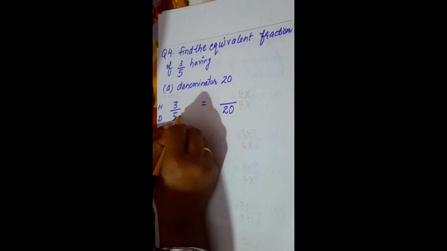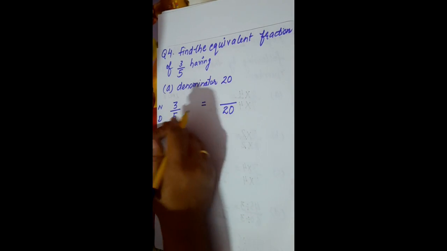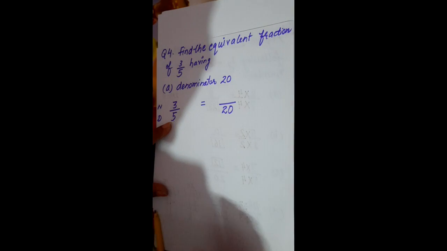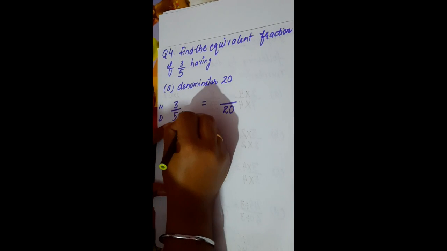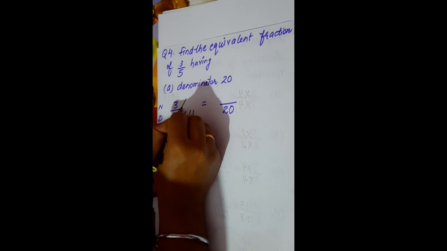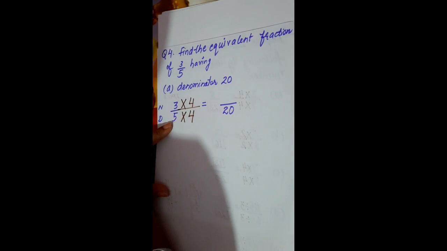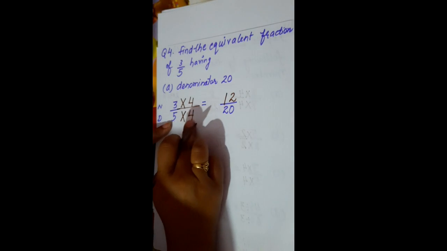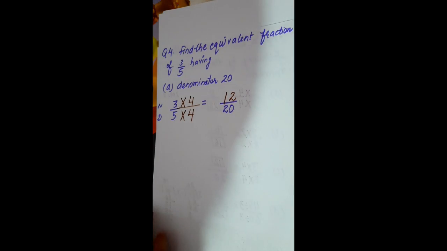Now here we know that if I multiply, here we have 5, 20. 5 is lesser than 20, so I have to multiply so that I will get 20. As I know that 5 4s are 20, similarly, I have to multiply 4 in the numerator so that I will get the equivalent fraction. 3 4s are 12. 5 4s are 20. So my equivalent fraction is 12 upon 20.